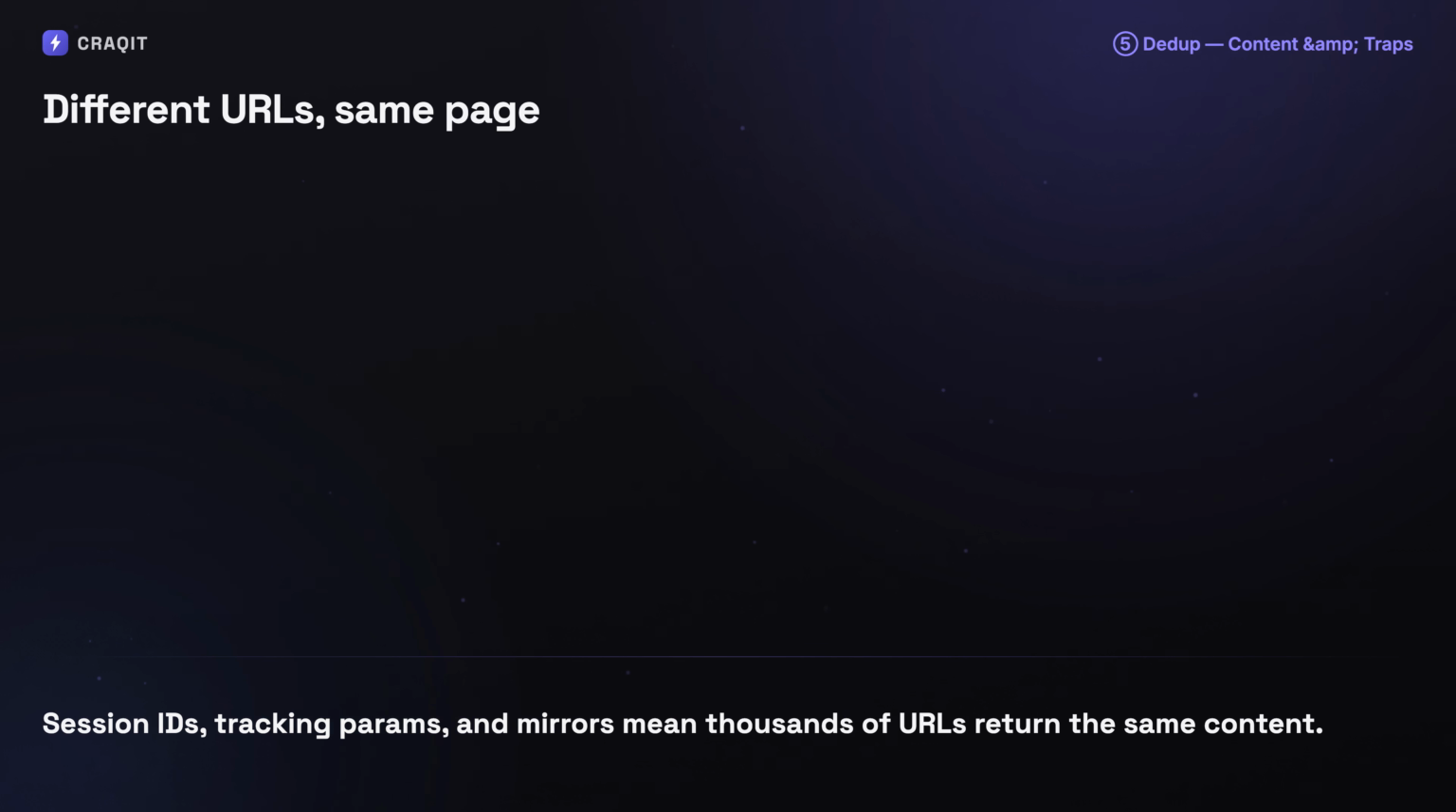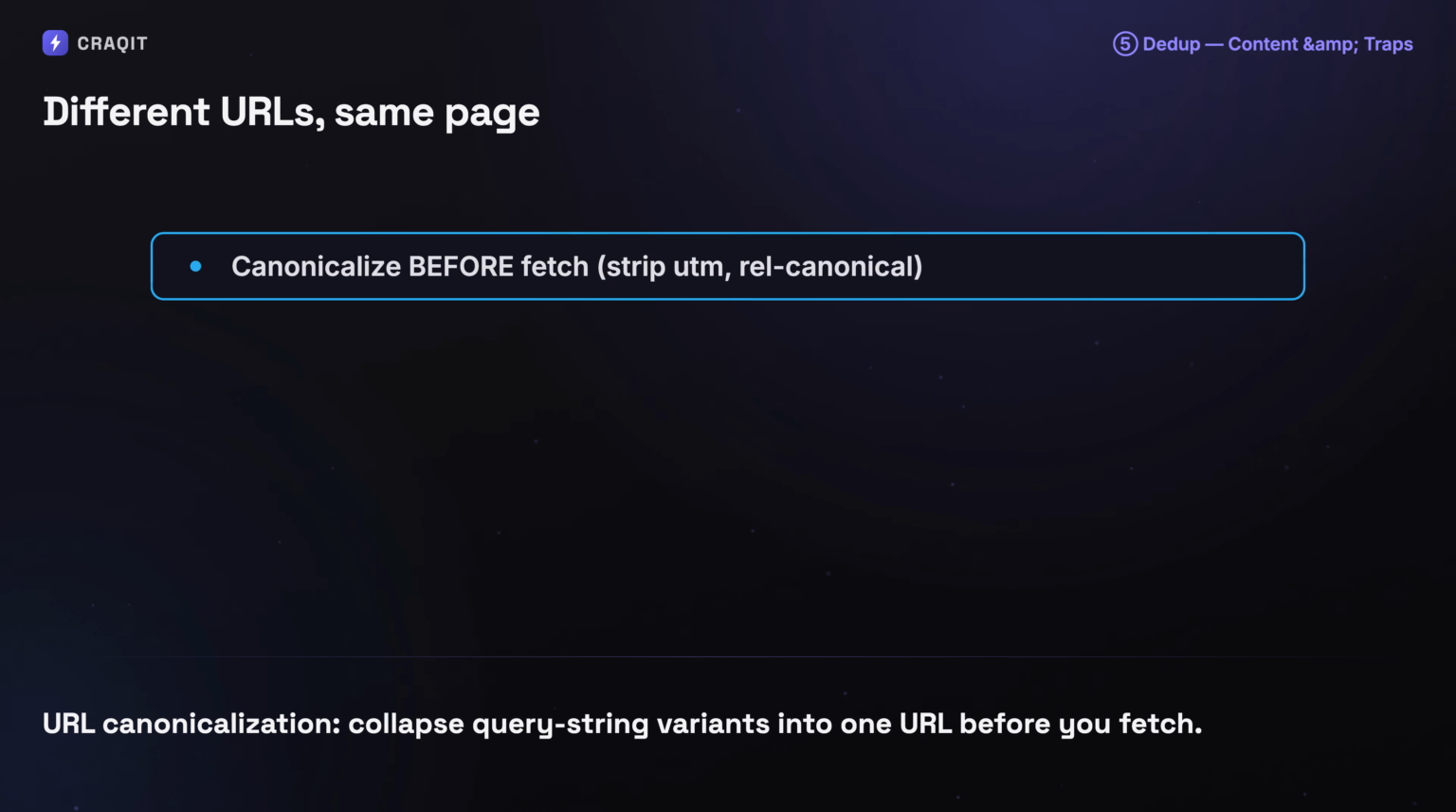3 fixes in order of when they act. First, URL canonicalization. Before you even fetch, normalize the URL: strip tracking parameters like UTM source, lowercase the host, resolve relative paths, and honor the rel canonical tag. That collapses all the query string variants into one URL up front.